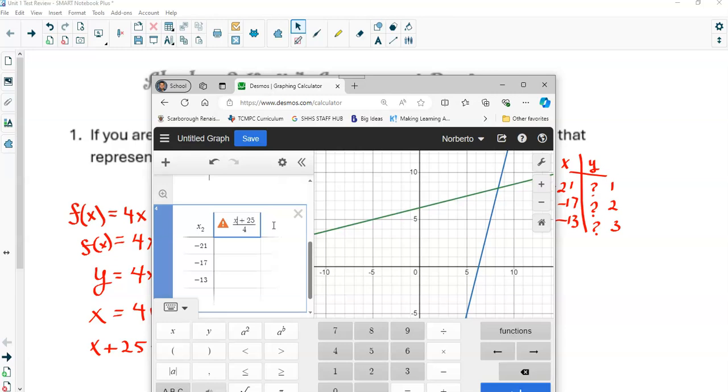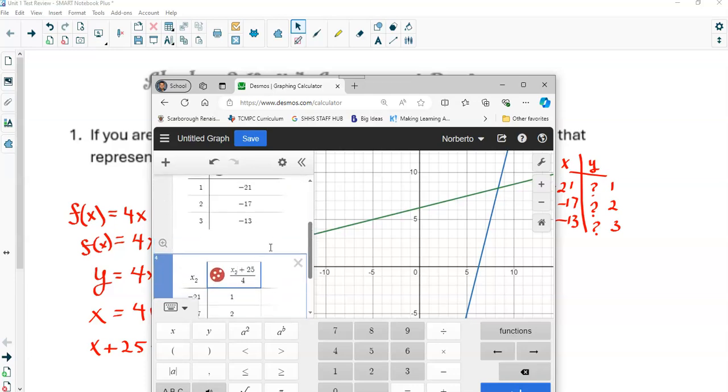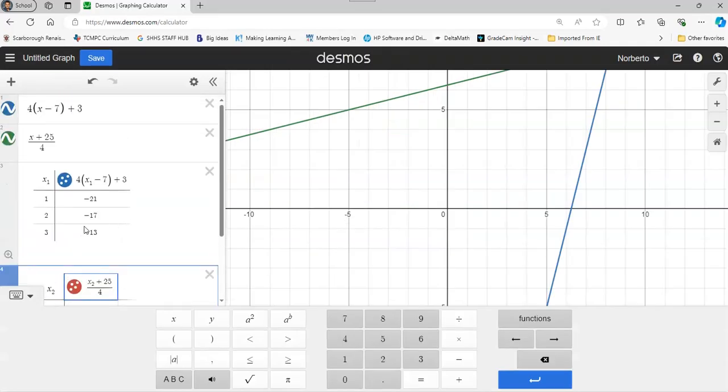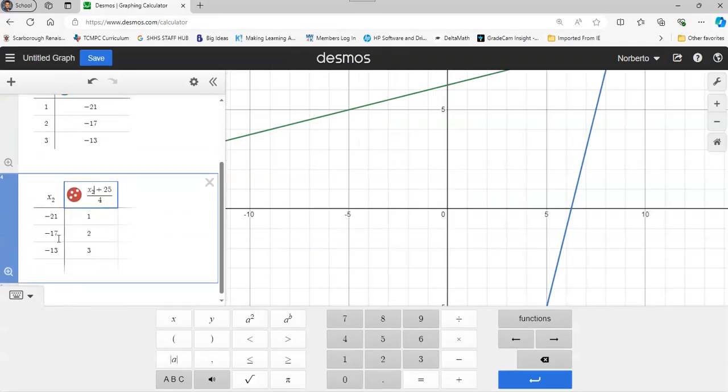I'm going to go there and put a 2. And notice the expected outcomes are there, 1s, 2, and 3. So that means, notice that your two tables are flipped, therefore they are inverses. And that's how you test it.